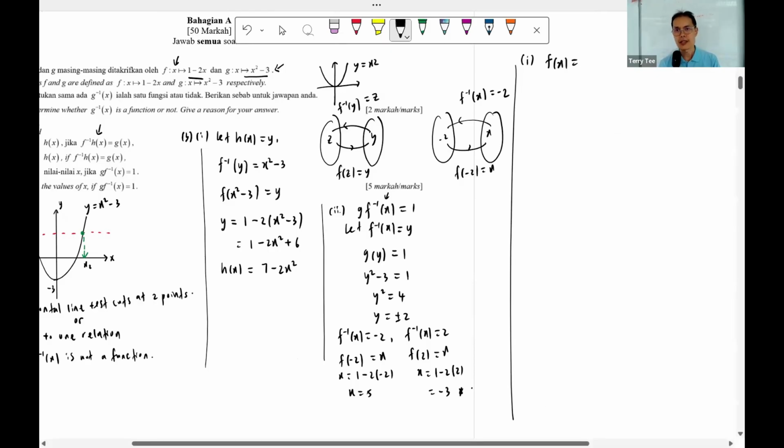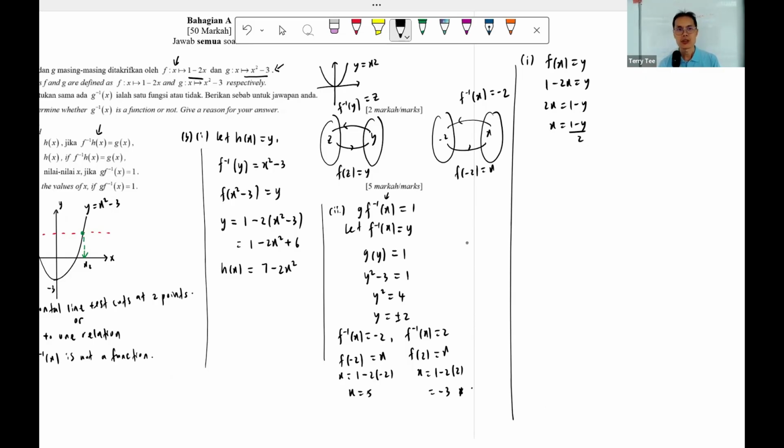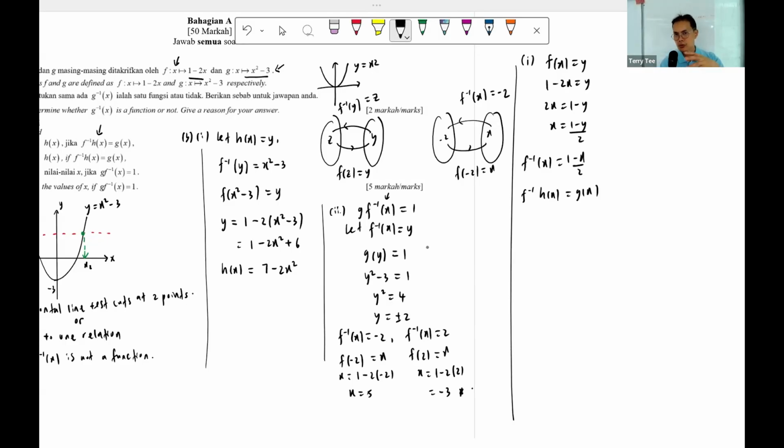You can write f(x) equals y, 1 minus 2x equals y, 2x is 1 minus y, x is 1 minus y over 2. So you take this x and rewrite as f inverse x equals 1 minus x over 2. Next we're going to take this and substitute inside. You're finding h(x), so your f inverse of h(x) equals g(x). So you know your f inverse already.